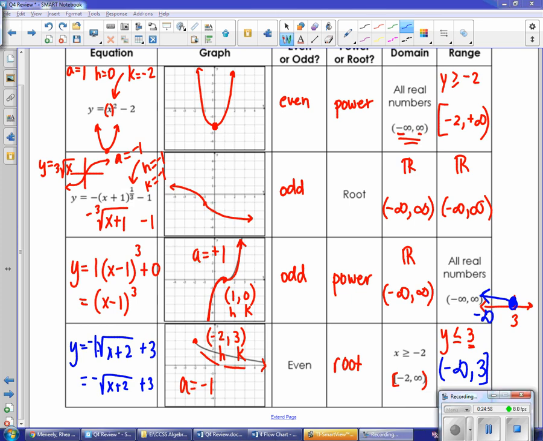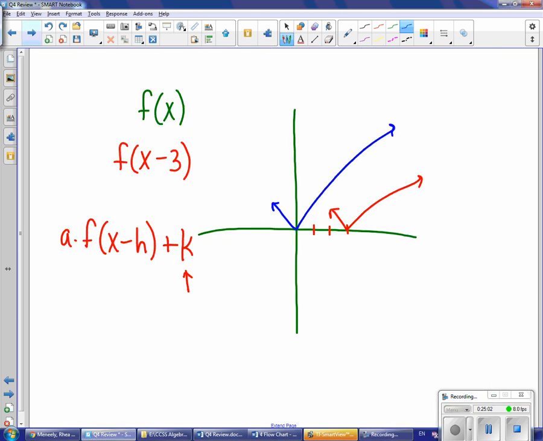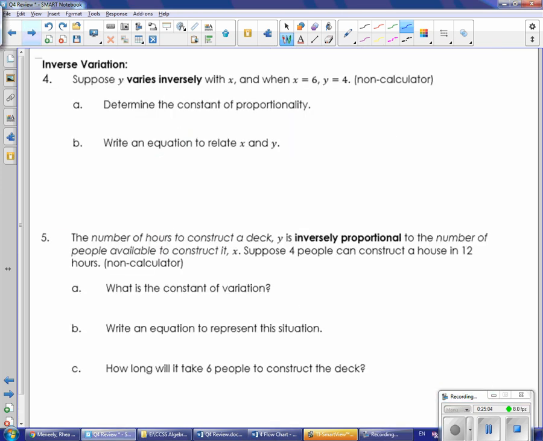Okay, the next section of the review deals with inverse variation. And this gets us into starting to talk about rational functions. When two quantities vary inversely, or are inversely proportional to one another, it basically means that as one quantity increases, the other is going to decrease. And you can look at this in two different ways. Oftentimes we say if two quantities are varying inversely, then x times y is going to equal some number.